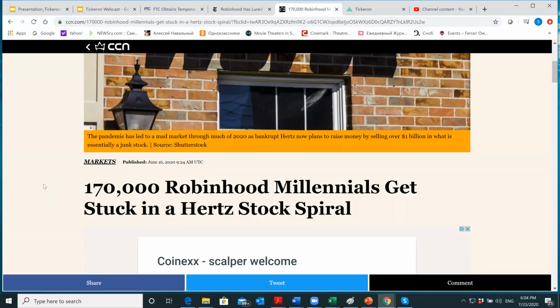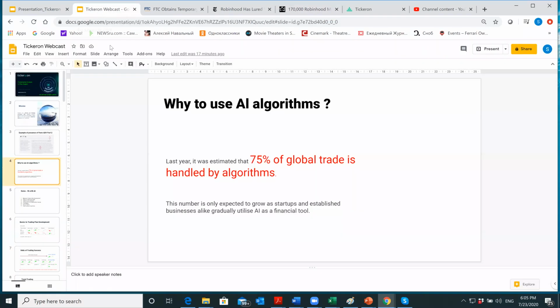For instance, 170,000 Robinhood millennials got stuck in a stock spiral. So the stock kept going down and the people kept buying this stock. 170,000 people ended up in this group, okay? And obviously you don't want to do that. You really want to find those stocks which are going up if you want to buy, and if you want to sell short, you want to find those which are going down. And that's the goal of the algorithms, okay?